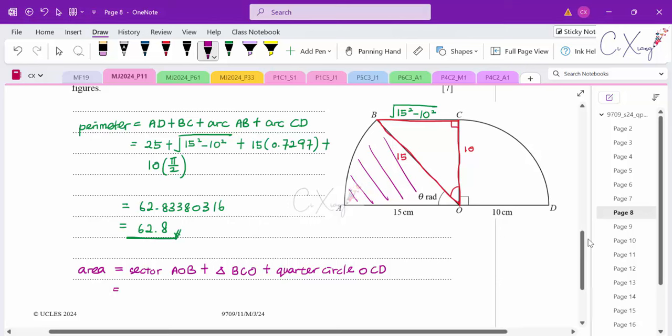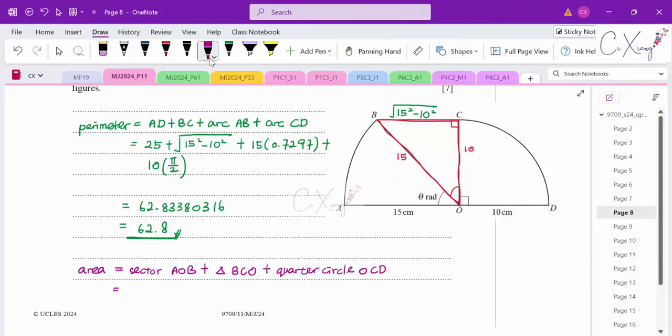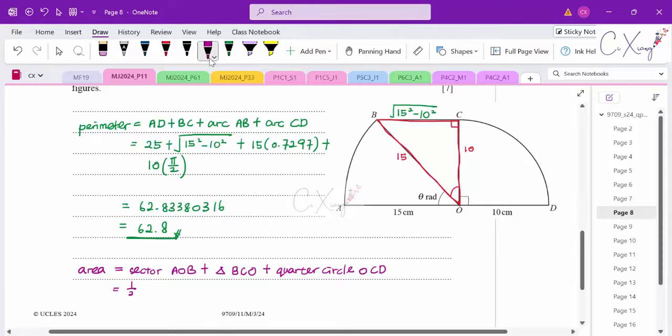Okay, so put in all the values that we know. Sector AOB means half r squared theta. Half r squared theta means that I'm having half, r squared is 15 squared, theta is the value that we got just now, 0.7297. For the triangle BCO, I take half times base. One of the bases is square root of 15 squared minus 10 squared, times height. So the height will be the adjacent length, which is 10.